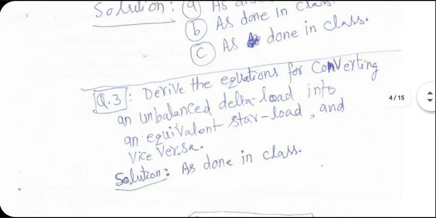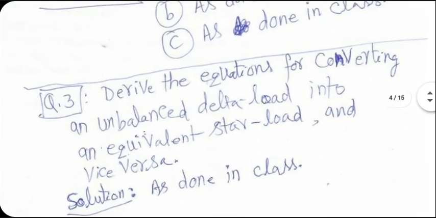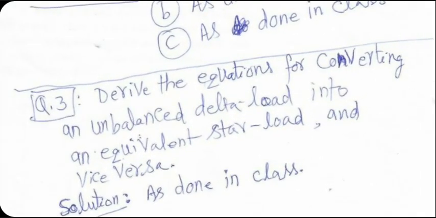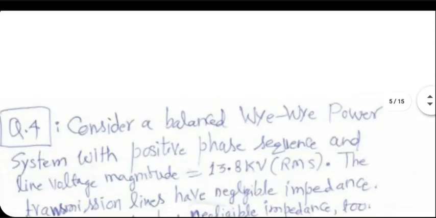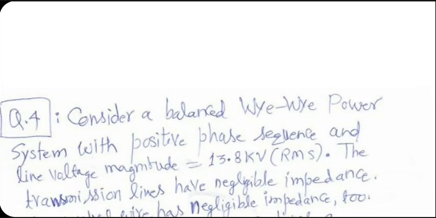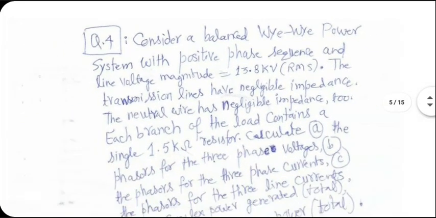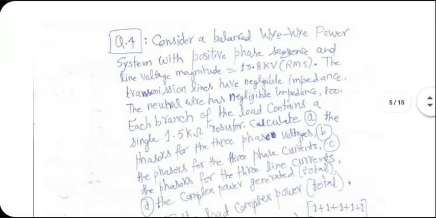Okay, this delta thing we'll do now. Actually, we have done this already. Derive the equations for converting an unbalanced delta load into an equivalent star load, and vice versa. Yeah, we have done all this. These equations were derived in some of my previous lectures. Okay, this is a YY system. This problem we should look at. This belongs to what we are doing today.